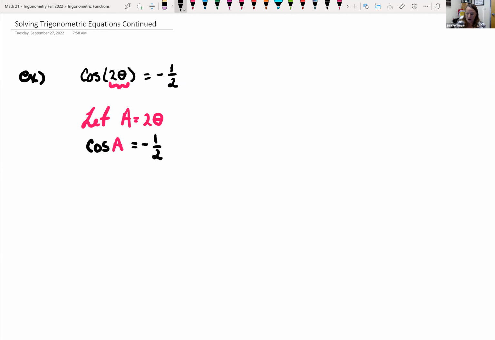When it's a negative value, I always like to first think about what my reference angle is. What's that angle that would have given me cosine equal to +1/2 in the first quadrant? I know that's 60 degrees or pi thirds. So let A sub r equal pi thirds. That's our reference angle. But we know that A is going to be contained in either quadrant 2 or quadrant 3, because our value is negative.